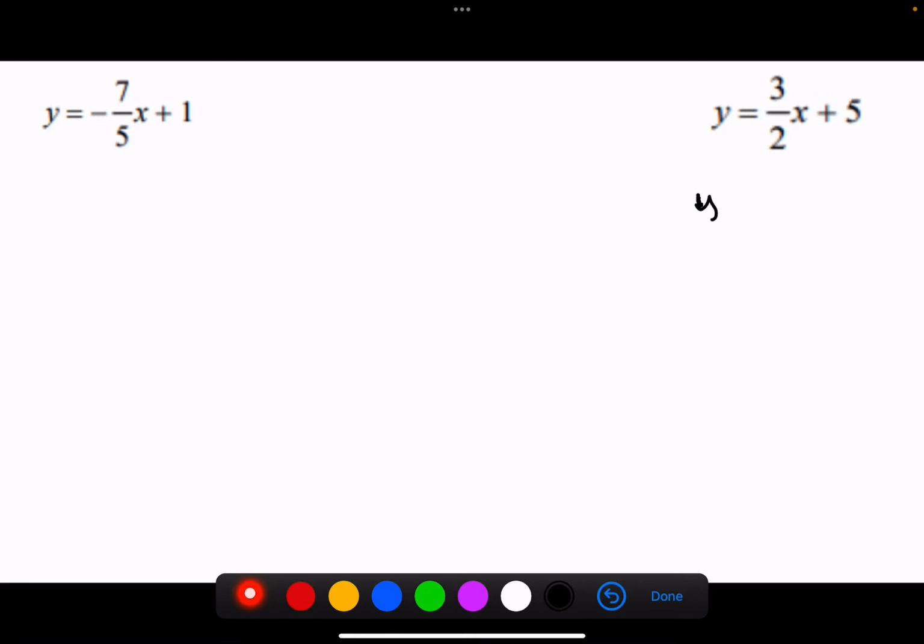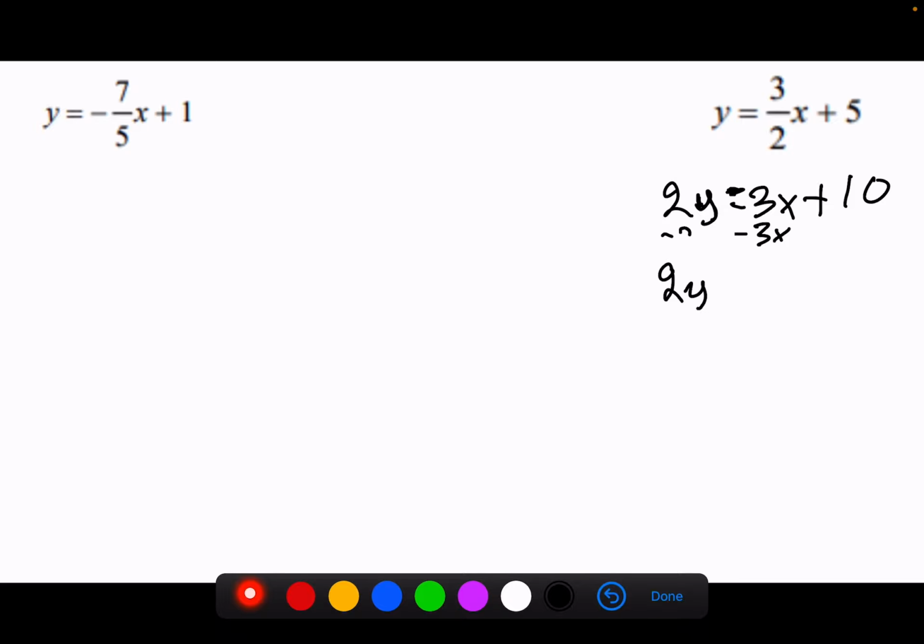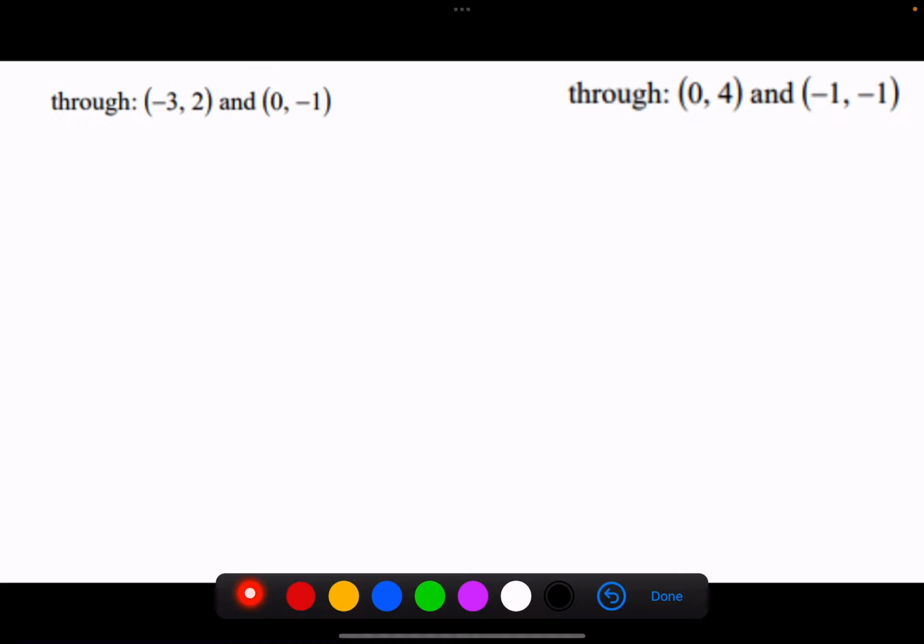Let me just rewrite this here. We derived 2y is equal to 3x plus 10. And now I can go ahead and subtract 3x from both sides. And I have 2y minus 3x is equal to 10. Let's move on now to this set of problems.